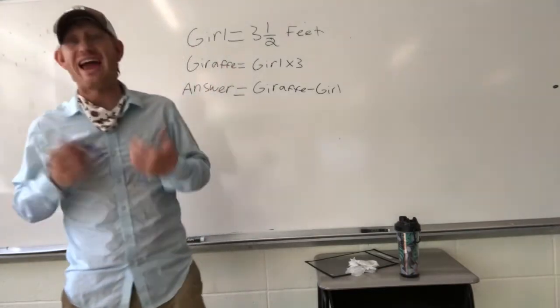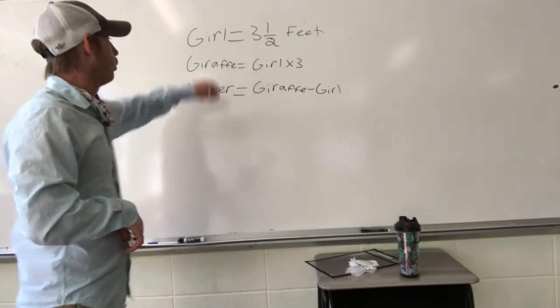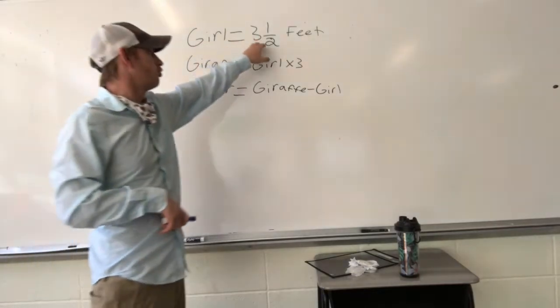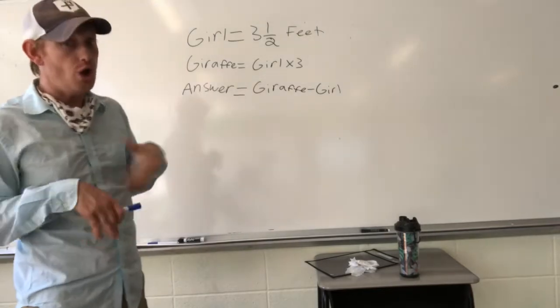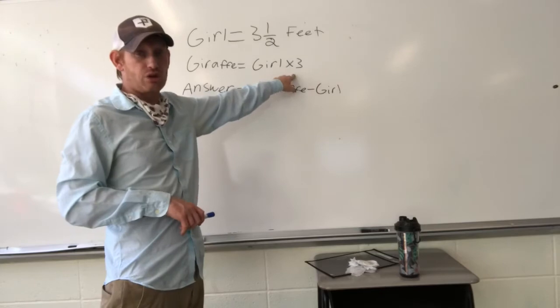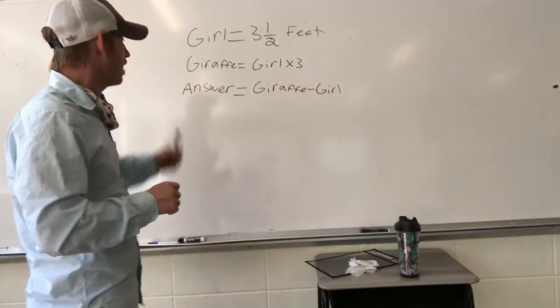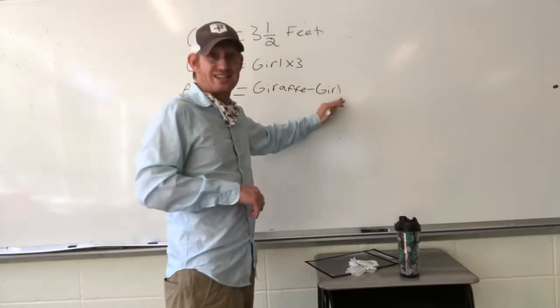So now I have everything that we need to know on the board in number form. We have the height of the girl, which is 3.5 feet. We have the height of the giraffe, which we don't know yet, but we do know is the girl times 3. And then we're going to solve our answer, which is the height of the giraffe minus the height of the girl.